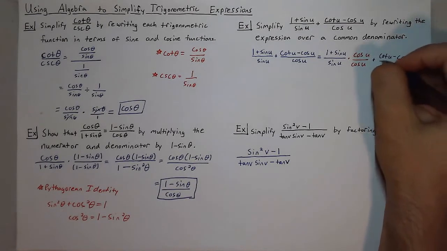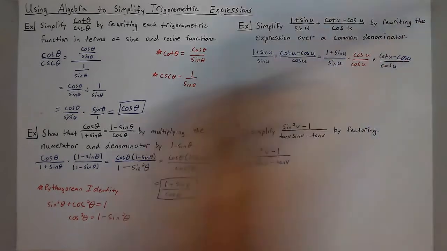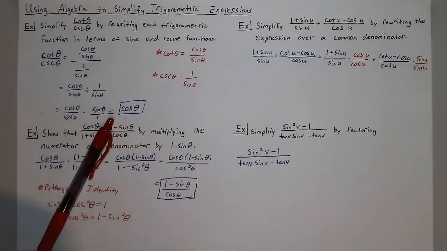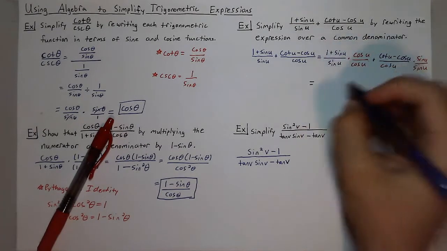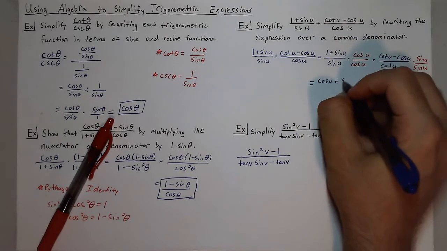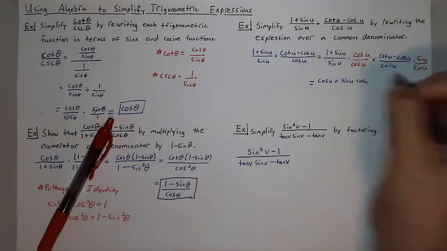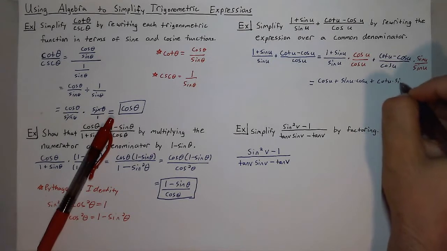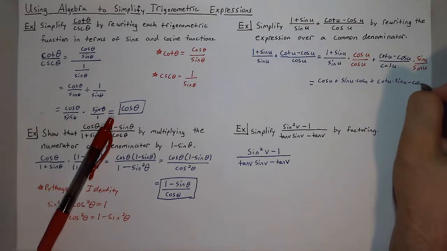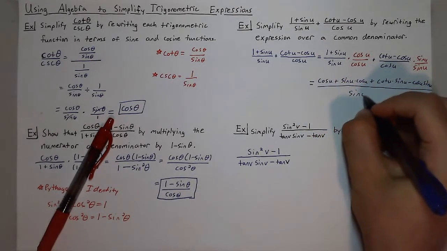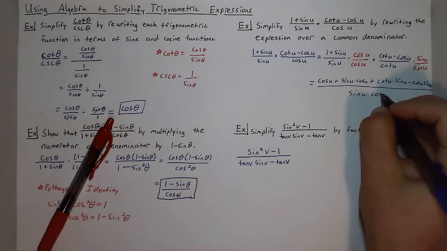cosine of u over cosine of u times sine of u over sine of u. So now when I rewrite this expression, it'll all be over the same denominator. But I'll distribute the cosine, so I'll get cosine of u plus sine of u times cosine of u plus cotangent of u times sine of u minus cosine of u times sine of u all over sine of u times cosine of u, with that being the common denominator.